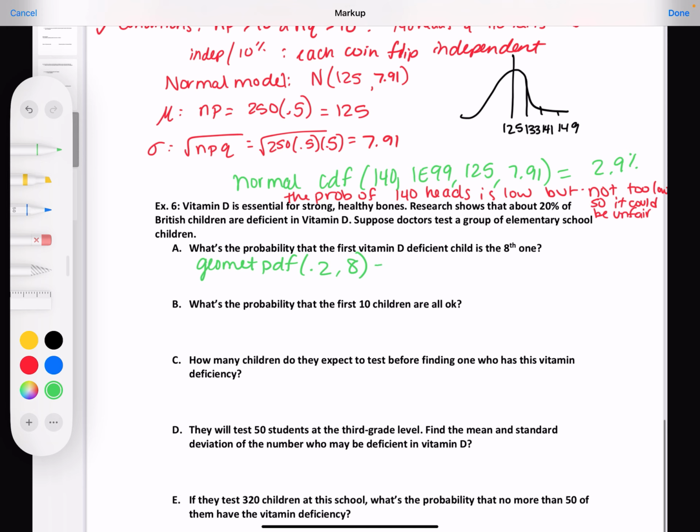And then that comes out to be 0.042. I'll just write over here. If you were going to do it by hand, you would have failures first. So the first 7 would have been a failure, which would have been 0.8 raised to the 7th times 0.2 for the success. And then that would have been how you did it.